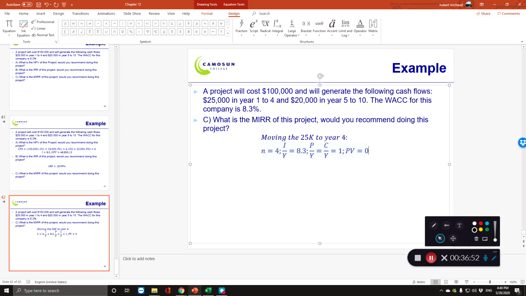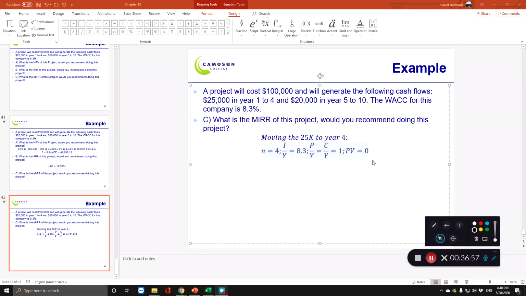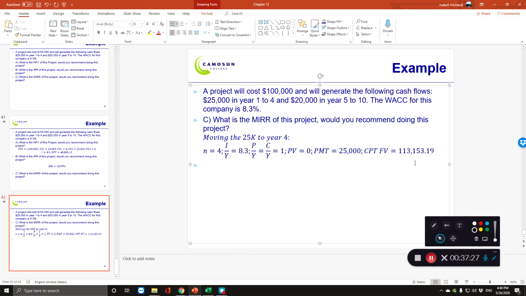There are no numbers at the beginning here, so there's no PV. The payments are 25,000, and we want to compute our FV. Okay, does that make sense for everyone? I'll just calculate that on my calculator, and we should get that the FV will be 113,153 and 19 cents.